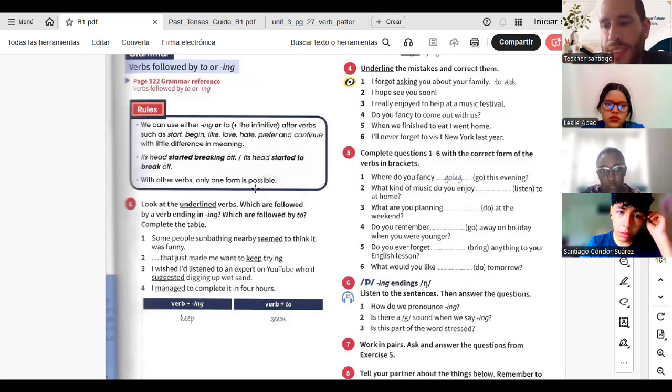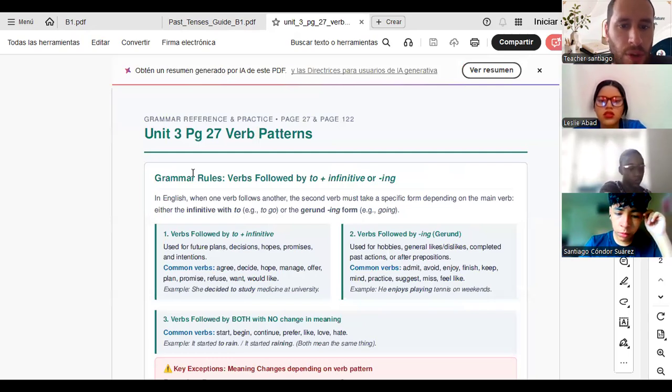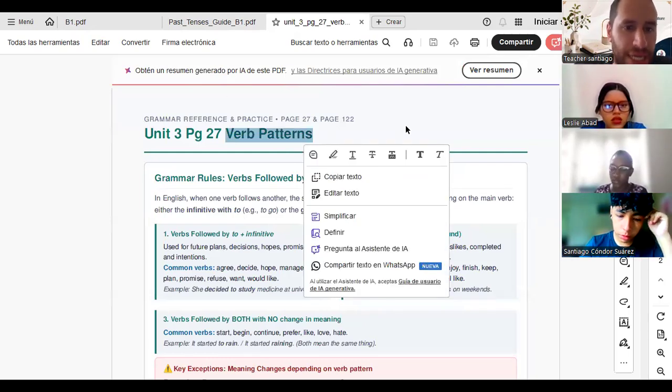So, in other words, hay verbos que admiten los dos, que se use ing o que se use infinitivo, pero cambia el significado. ¿Listo? Pero entonces no nos vamos a enredar todavía con eso. Más bien veamos la explicación que tengo acá aparte, para que no entremos tan de lleno a esa parte que es la más dura. So, verb patterns, así se llama, verb patterns.